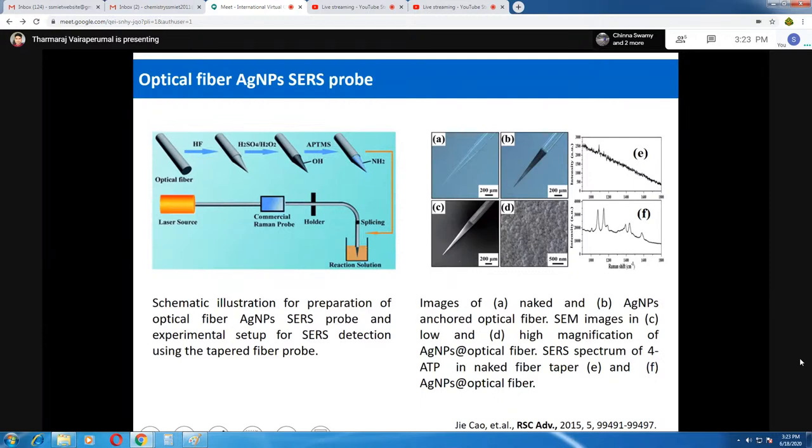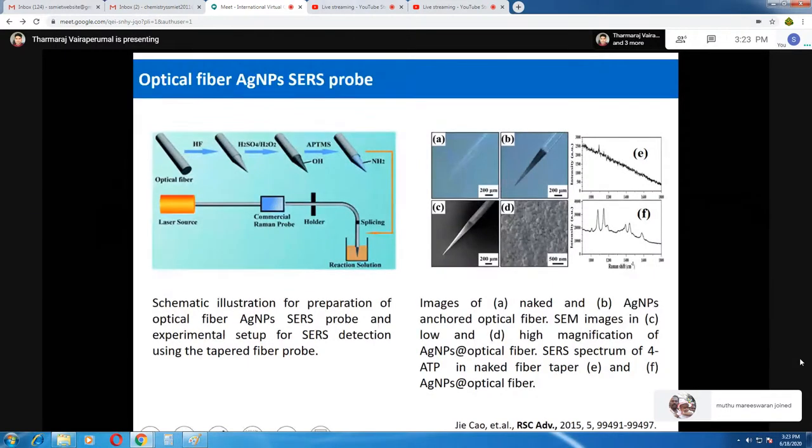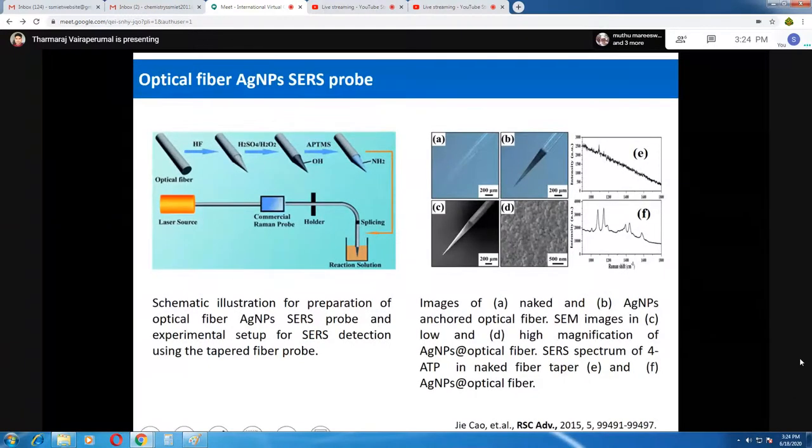The SERS spectrum of ATP is the Raman probe. This naked fiber cannot show any signals. When nanoparticles are present on the surface of the tip of the fiber, it will enhance the Raman signal. This kind of substrate can be used for chemical reactors and many other environmental applications.